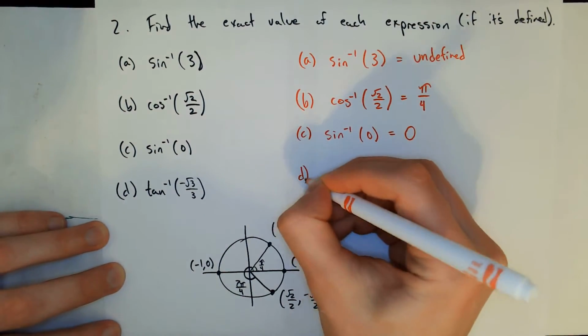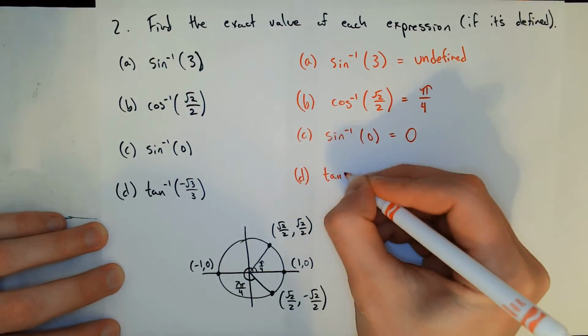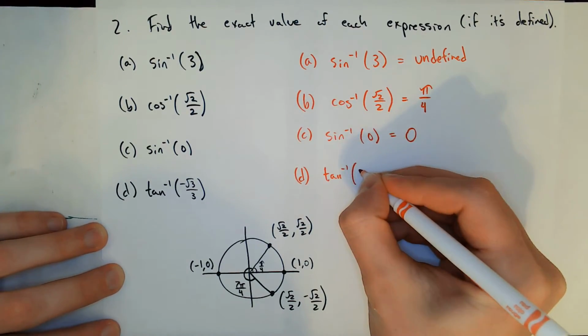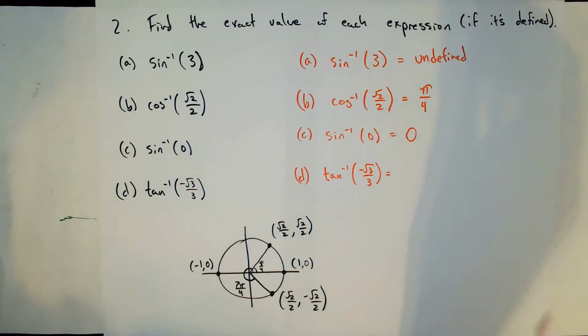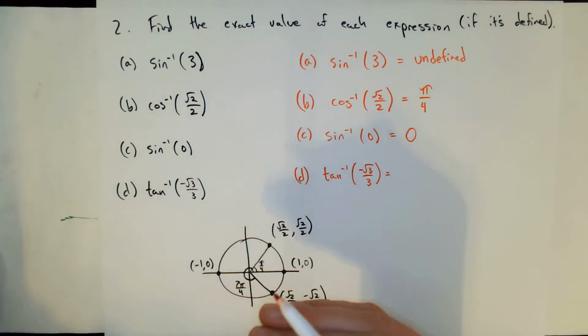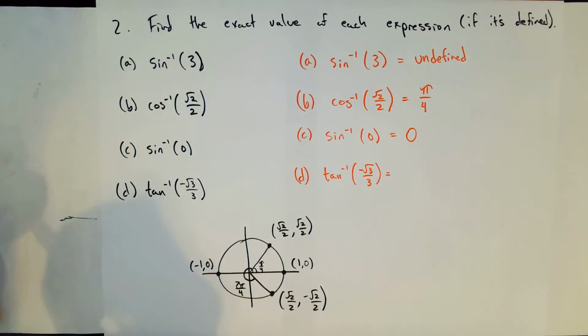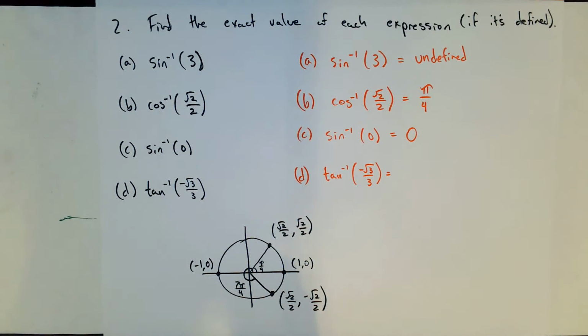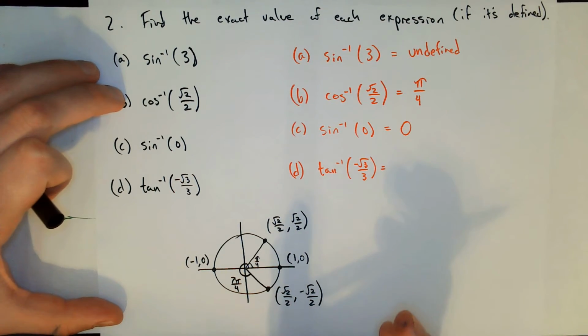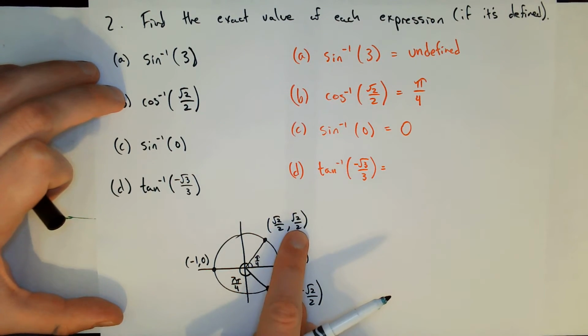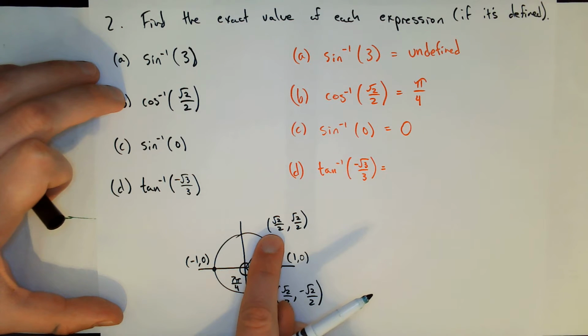Part D is a little bit trickier to do via the unit circle method because tangent does not give you either an x or a y value, right? It gives you a ratio of y over x. So you've got to be good with that fraction arithmetic if you want to use the unit circle, because you're thinking about stacking the y over the x value.